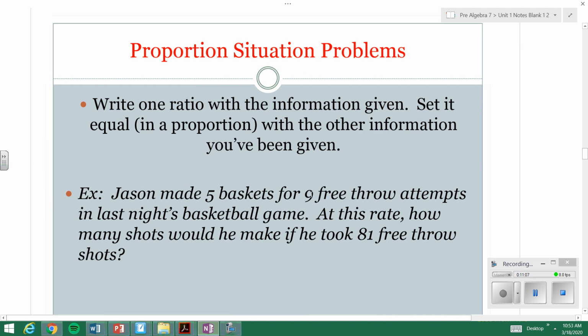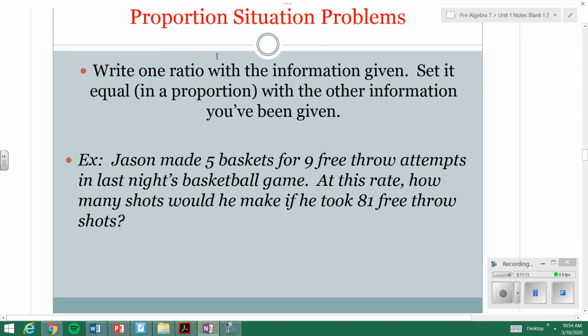Now, if you end up with a word problem, just FYI, and you will, we're going to be doing these from time to time, okay? We're going to write one ratio with the information given and set it equal, if there's an equation sign, it's called a proportion, with the other information that you've been given. So we'll do one word problem and then call this lesson a thing.